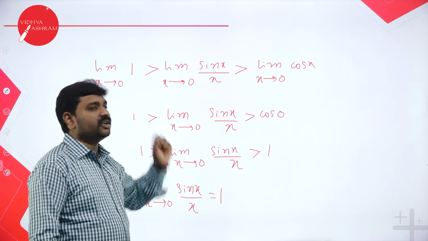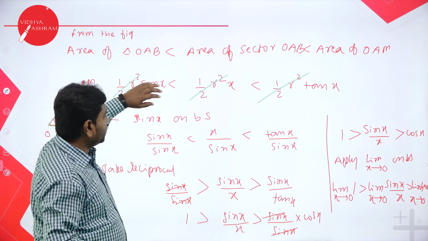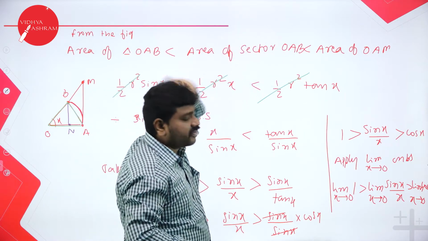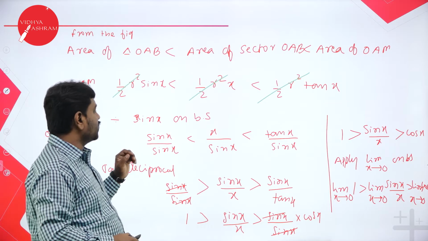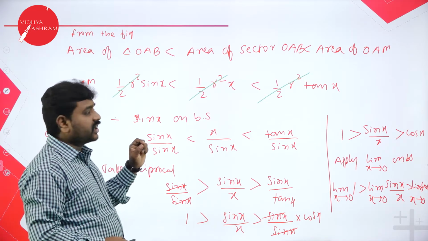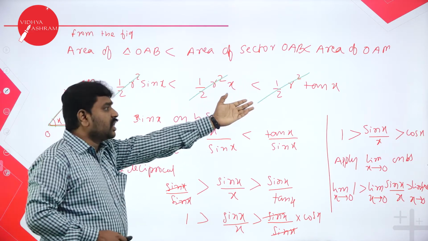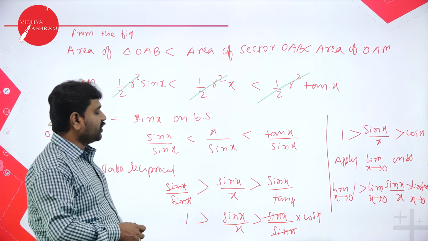And we proved this geometrically. Here I just compared the areas. When I compared the areas, the area of the smaller triangle OAB is less than the area of the sector, which in turn is less than the area of the bigger triangle. The area of the smaller triangle is half r square sin x, the area of the sector is half r square x, and the area of the big triangle is half r square tan x. Half r square is common, cancel it, and the remaining part you go on.